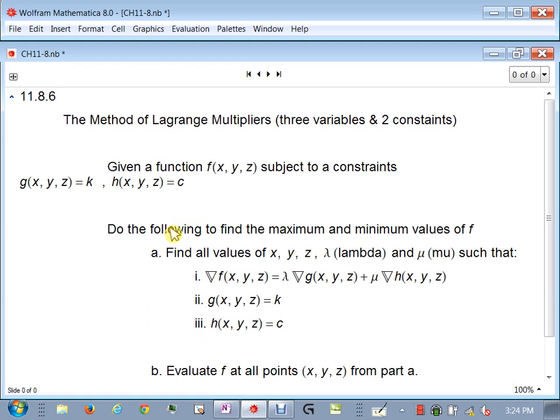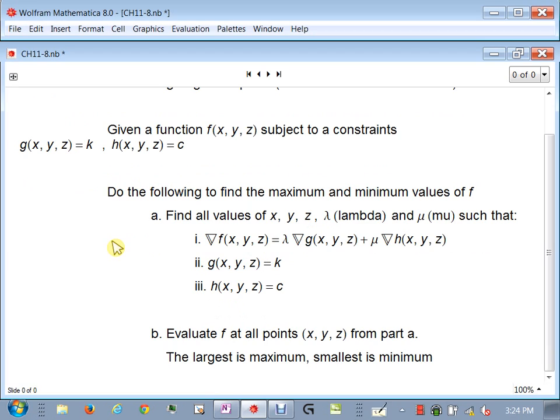Oh, well, you know what? Do y'all have this in your notes? Three variables, two constraints? Maybe not? If it's there, I'm not going to give you any problems like this ever, but I want you to all be aware of it.